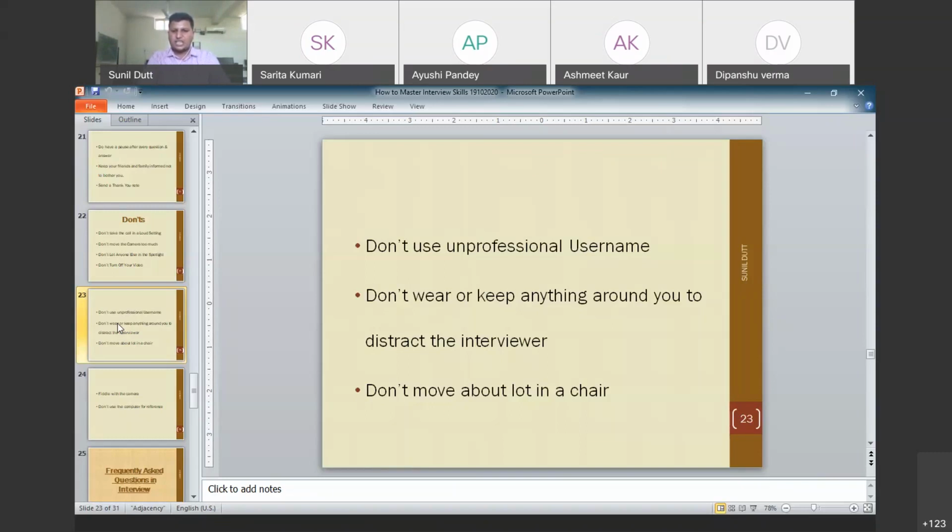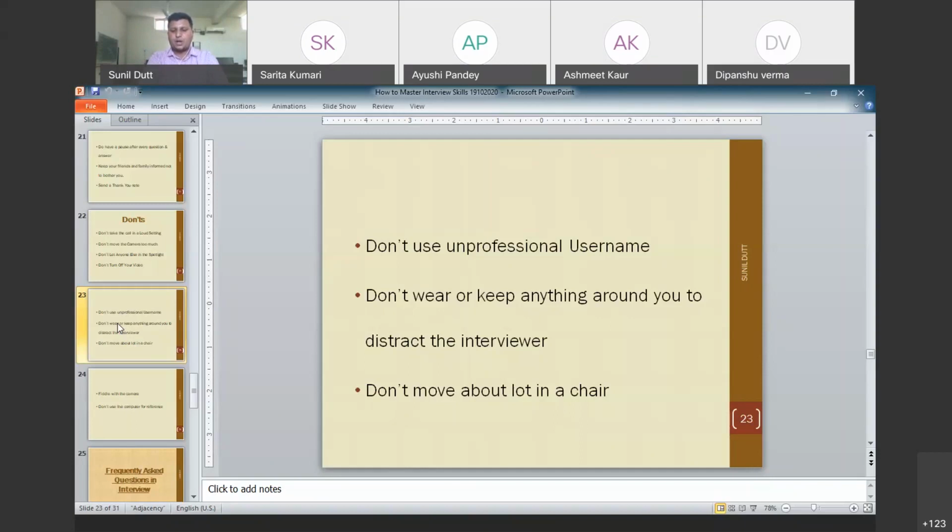Don't wear or keep anything around you to distract the interviewers. Many a time we don't bother, there is some scenery behind you, there is something around you, there may be a bottle, there may be something which is not gelling well with the background. So you should remove it first, because it will distract you as well as the interviewer.